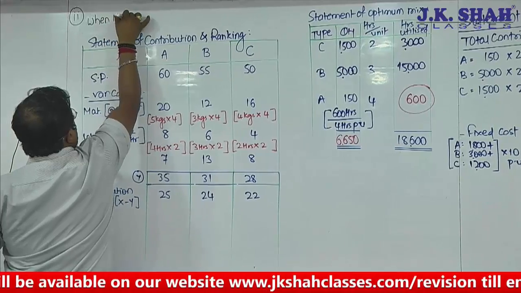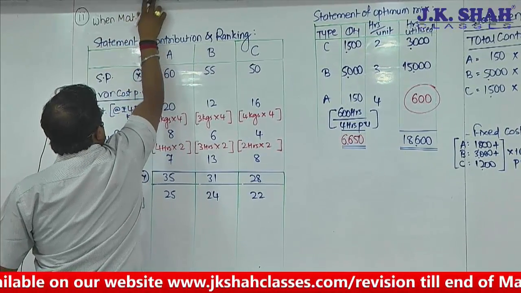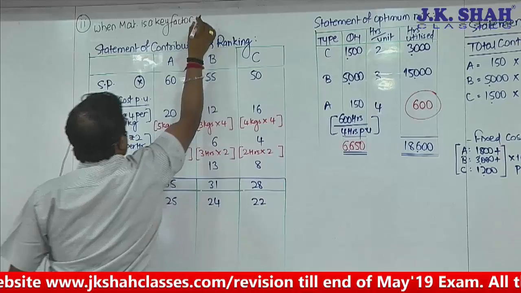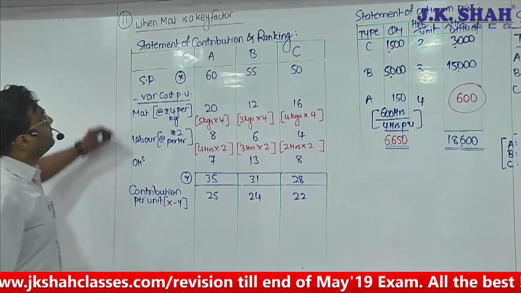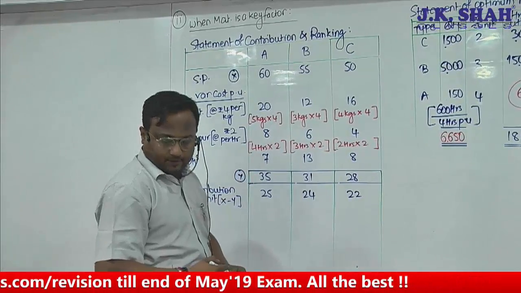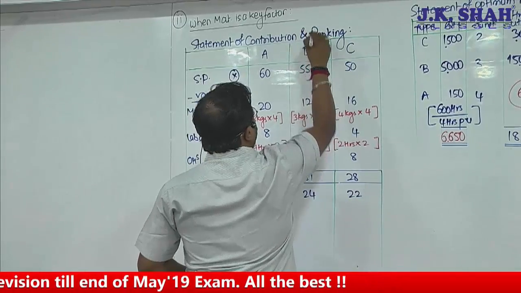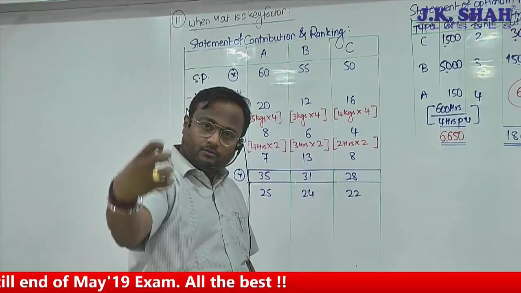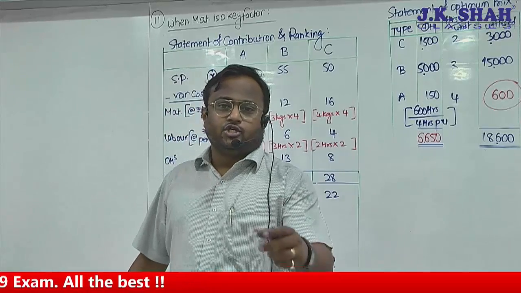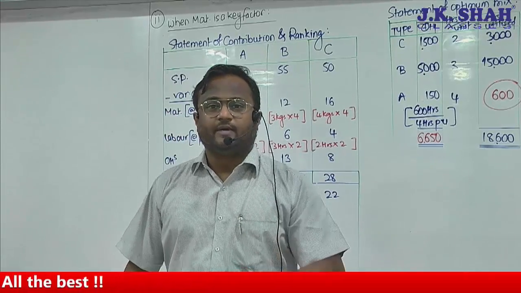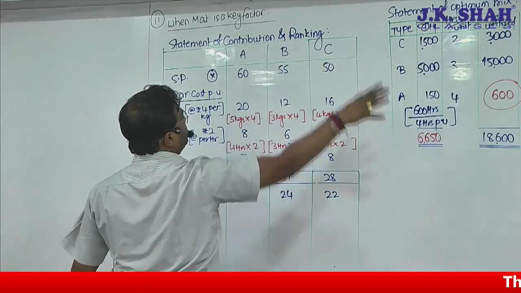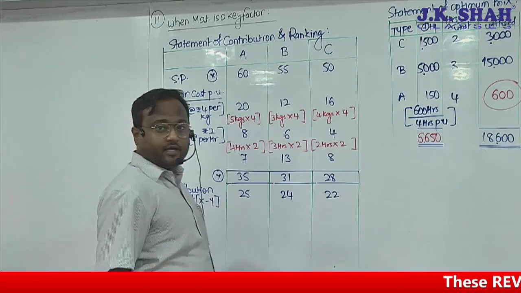When material is a key factor, that means you have to restrict your quantity in terms of material. That means your entire calculation should now be done from the material perspective. And material perspective means, again, I'll have to find out the most profitable venture, but from the material perspective.